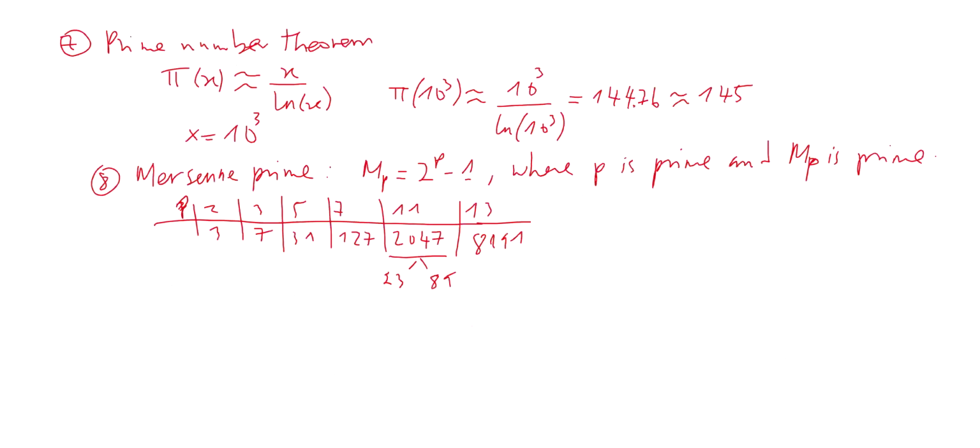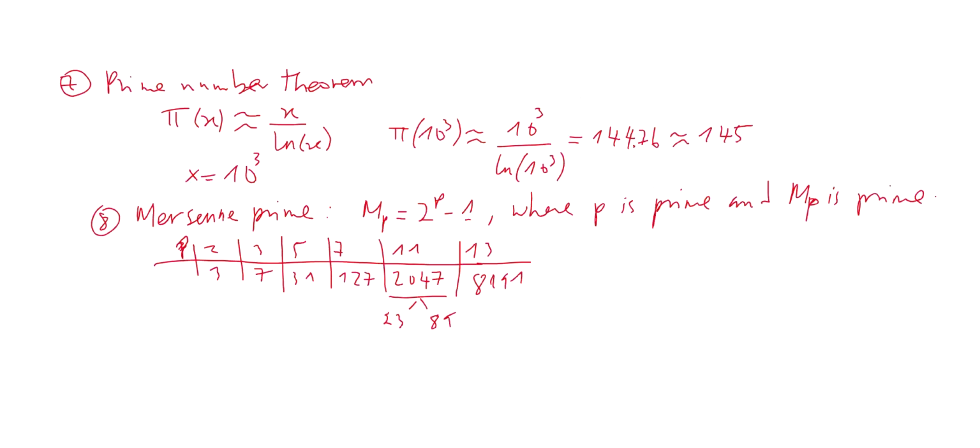For the prime number theorem, we give a formula, and we said that if you write pi of x is approximately equal to x over ln x, that is the prime number theorem. Here we chose x to be 10 to the power 3. So pi of 10 to the power 3 is approximately 10 to the power 3 over ln 10 to the power 3. And this is equal to 144.76, which is approximately 145.